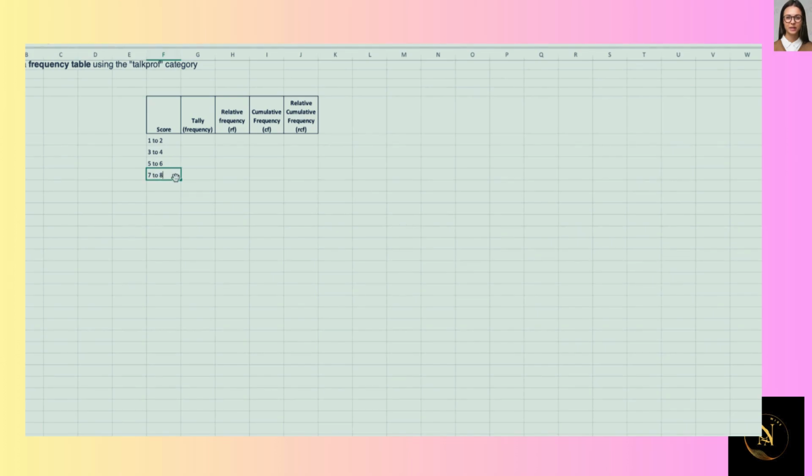Okay. Oops. And what we can say too is 1 to less than 3. And then we can say 3 to less than 5. And this is going to be 5 to less than 7. I think that's a proper way to put this because we do have some decimals.